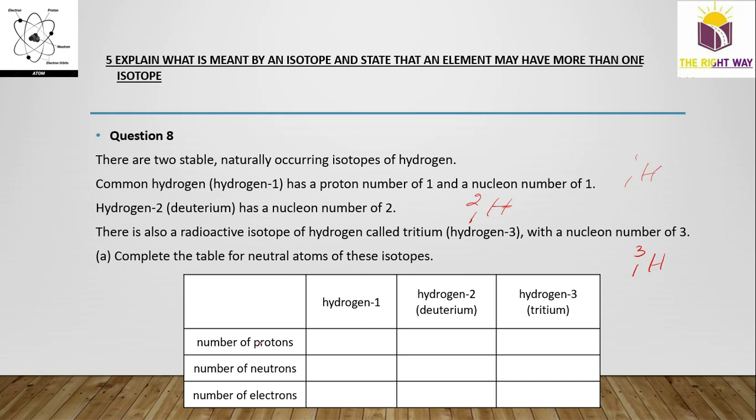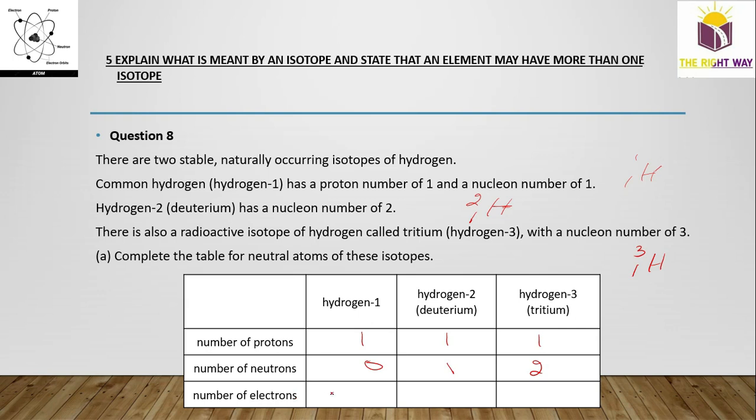Complete the table. Number of protons in hydrogen 1 is 1. In hydrogen 2, it is also 1. In hydrogen 3, it is also 1, because all the isotopes of the same element have the same number of protons. So these all have 1 proton. Number of neutrons. In the first, there is no neutron because 1 - 1 = 0. In the second one, 2 - 1 = 1, so it has 1 neutron. And in the third, it has 2 neutrons, 3 - 1 = 2.